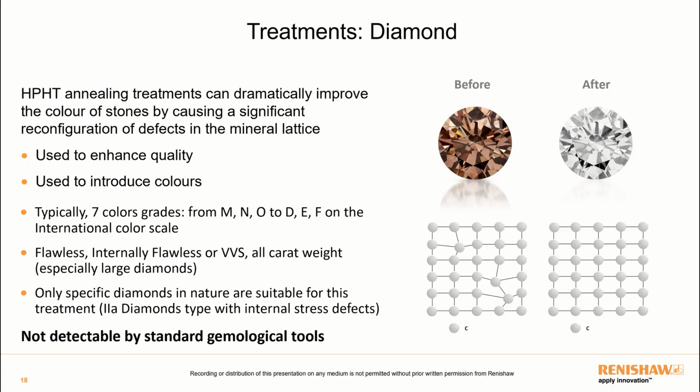Photoluminescence must be carried out at low temperature, normally using a bath of liquid nitrogen at minus 77 Kelvin. And this treatment is done only on type 2A diamonds, which have special characteristics like internally flawless or VVS, and with a weight that is important.